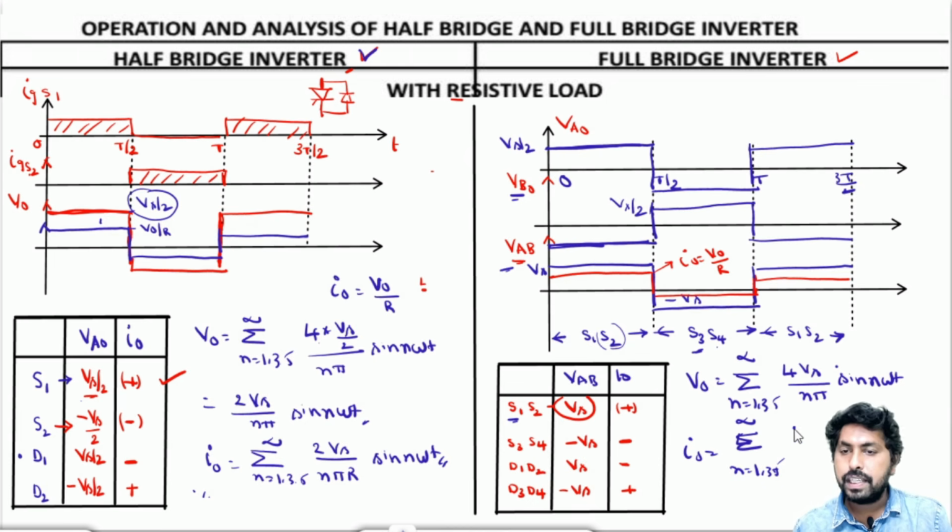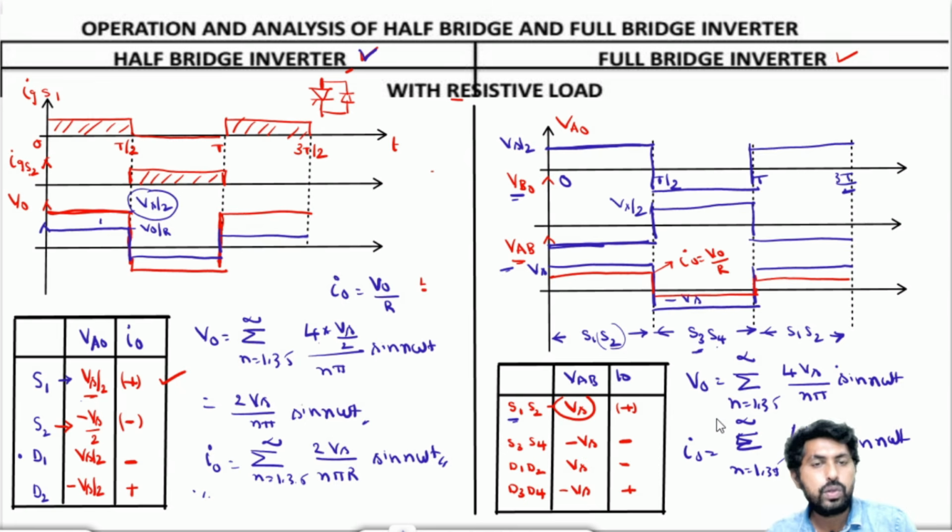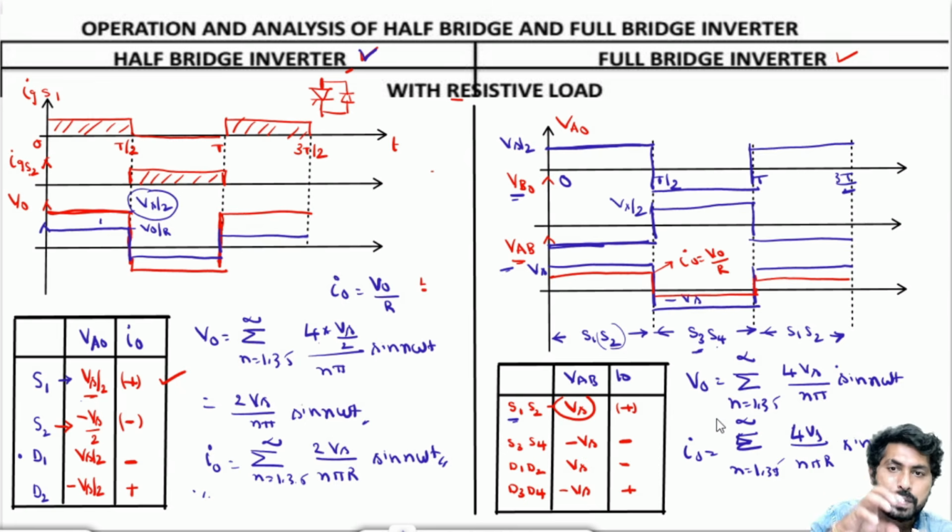135 to infinity. So it will be 4 Vs by n pi r into sin n omega t. So to solve any problem regarding the resistive load, these Fourier series expressions as well as these waveforms are sufficient for the resistive load. These tables should be needed, and here these waveforms are sufficient.